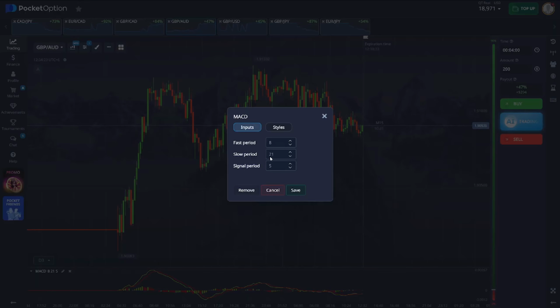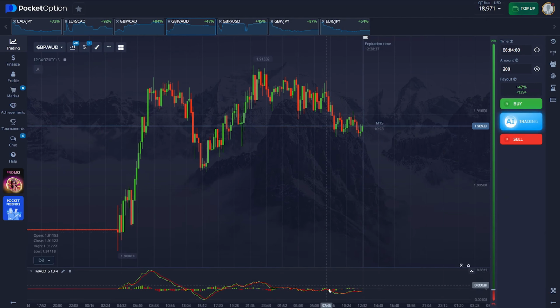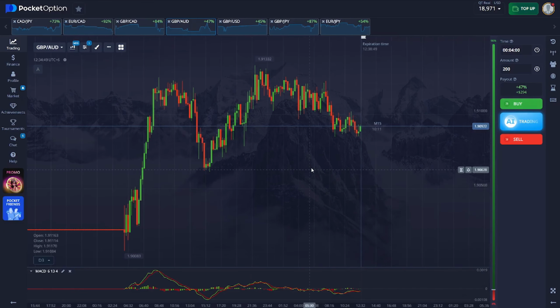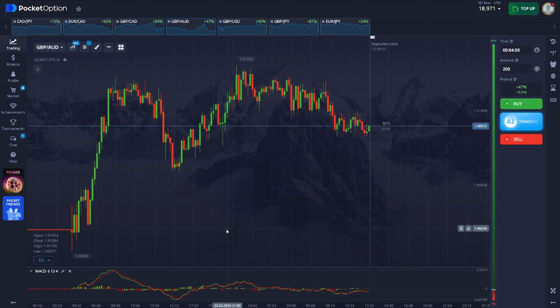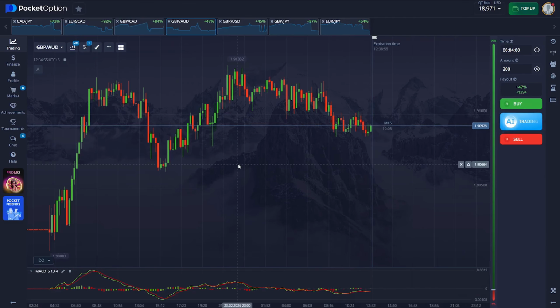If you are trading from 1 to 5 minutes, you should set this value to 6 instead of 8. Then change this to 13 instead of 21. And finally set this to 4 instead of 5. And then click Save. So these are the settings suitable for different types of trading over different time frames. Now, let's examine how to identify entry points by using the MACD indicator.